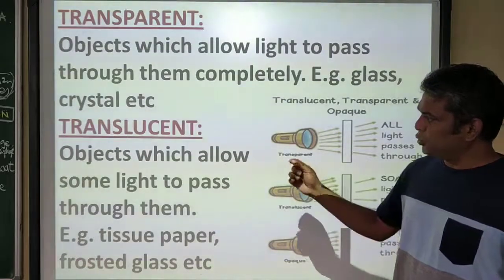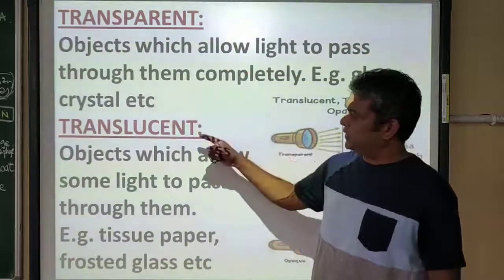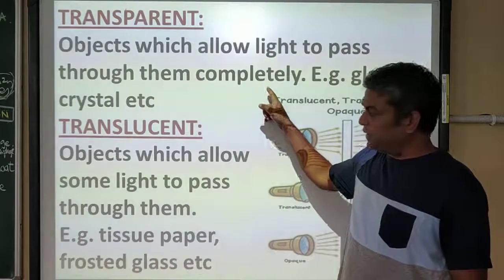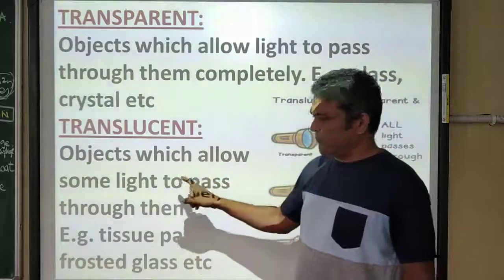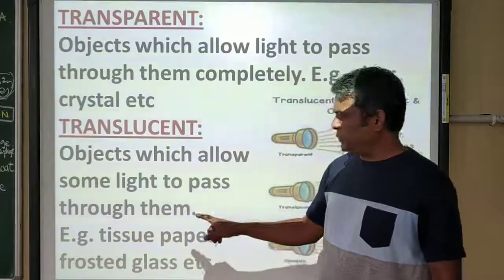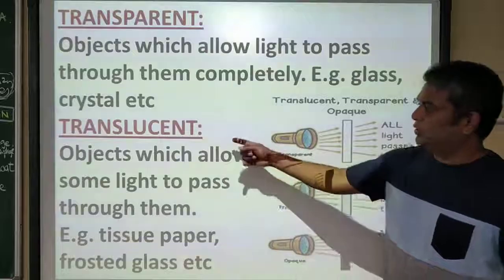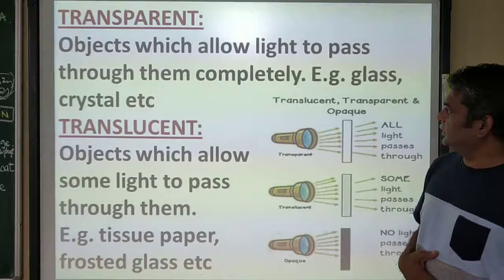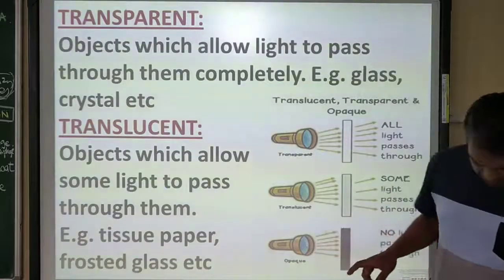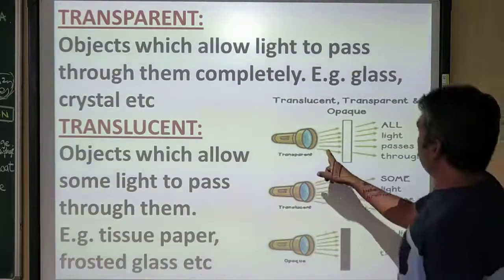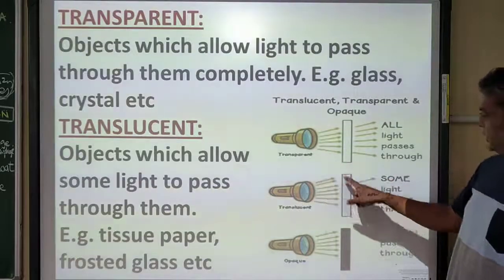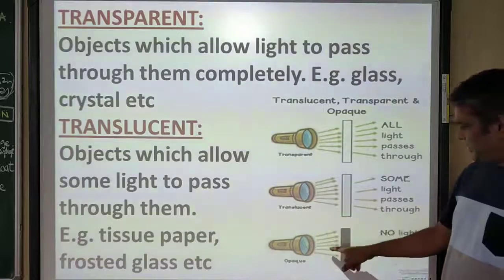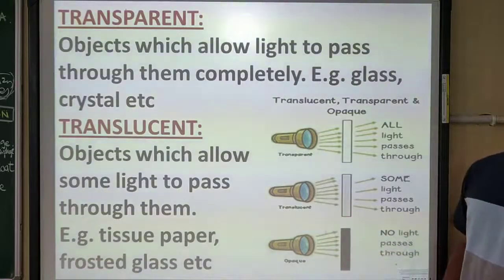And then translucent. Now don't get confused between transparent and translucent. Transparent: light can pass through completely. Objects which allow some light to pass through them are called translucent. Examples are tissue paper, frosted glass. Okay, so here you can see an image. When light passes through it completely, it's called transparent. When some light can pass through it, then it is called translucent. And when no light can pass through it, it's called opaque.